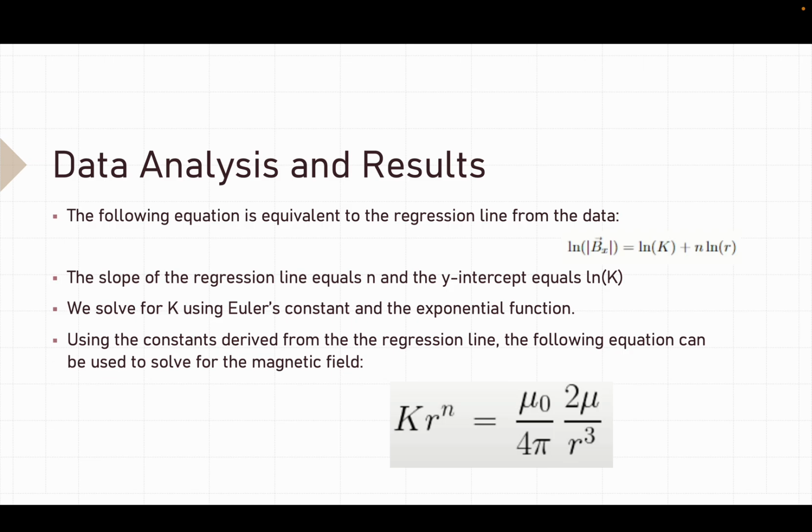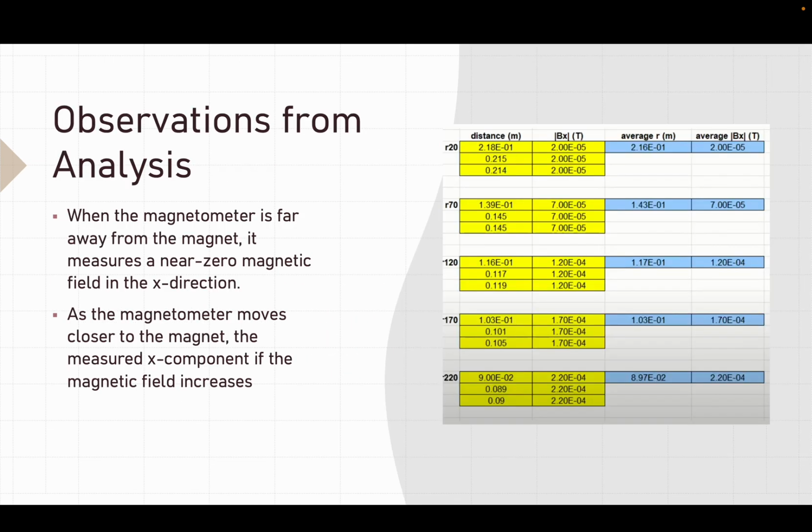Then we solve for k using the inverse natural log, the exponential function. By using the constant derived from the regression line, the following equation can be used to solve for the magnetic field. Also, more observations from our analysis: when the magnetometer is far away from the magnet, it measures a near zero magnetic field in the x direction. As the magnetometer moves closer to the magnet, the measured x component of the field increases, as you can see in the table on the right.